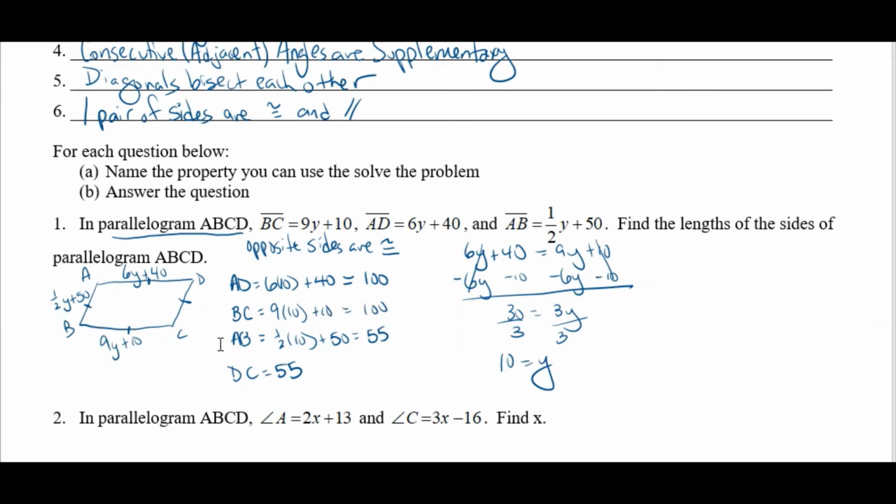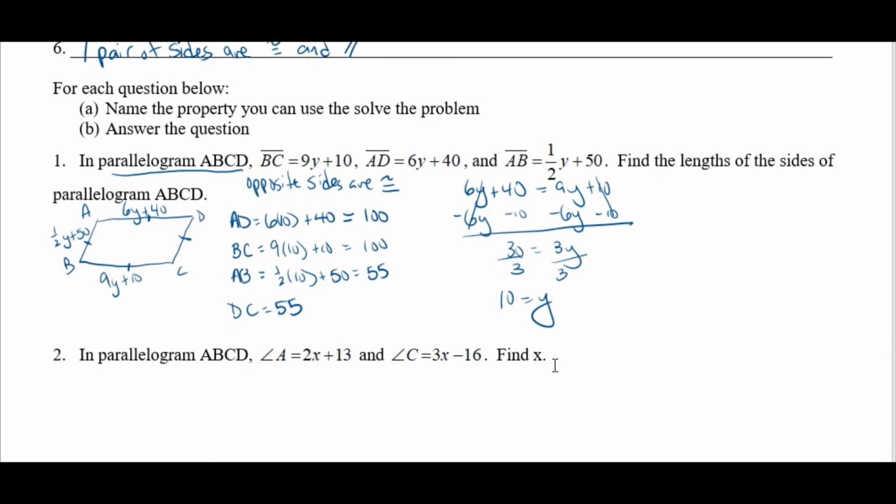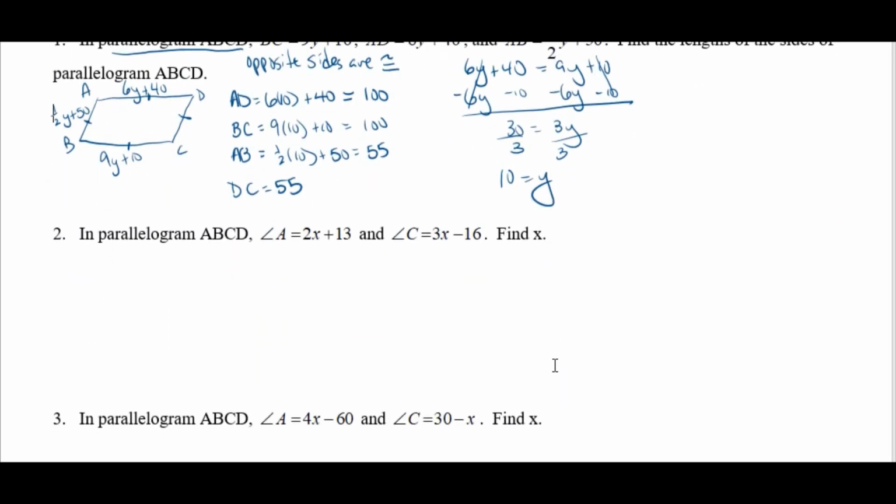And then AB, if you plug in, is going to give you 55, and DC has to be the same thing because they're congruent. Opposite sides are congruent, and we're good to go. Okay. All right. Number 2, same type of thing here.